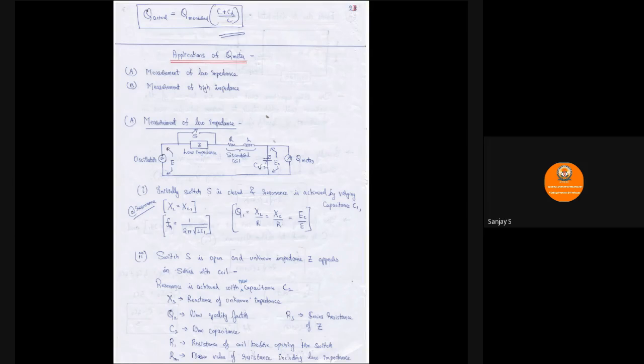Welcome to the last session of Module 4. Here we talk about applications of Q meter. First application is measurement of low impedance. Second one is measurement of high impedance. So we try to measure the impedance of an unknown element using this Q meter.